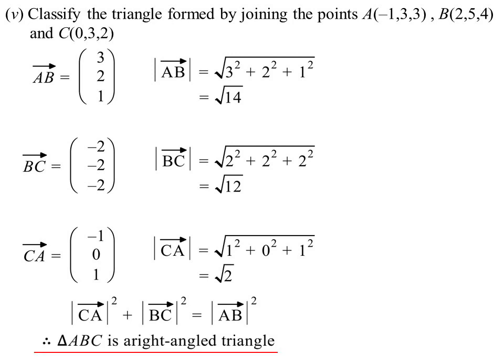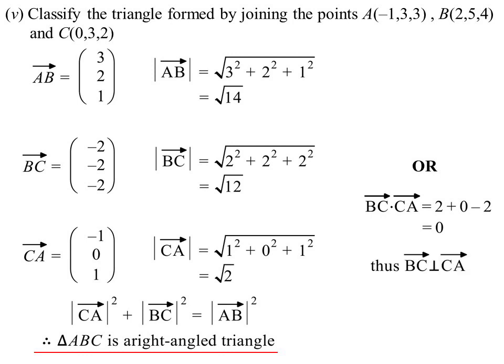So I've got a right angle triangle. Now knowing the answer, the other way I could have done it is I could have looked at the vectors BC and CA and noticed, oh hang on, their dot product's going to be 0. Therefore I've got a right angled triangle because BC must be perpendicular to CA. That's another way I could have done that one.